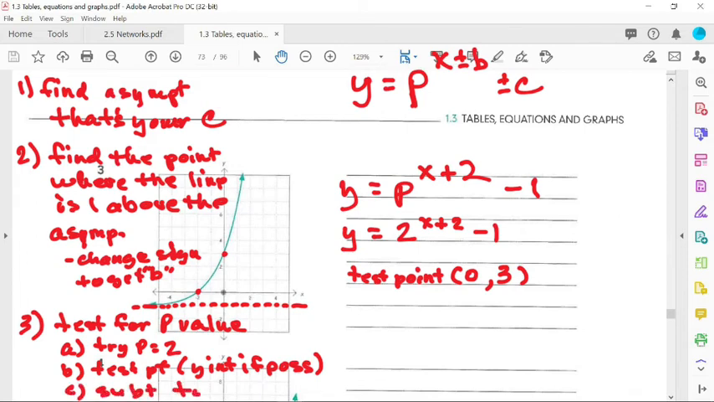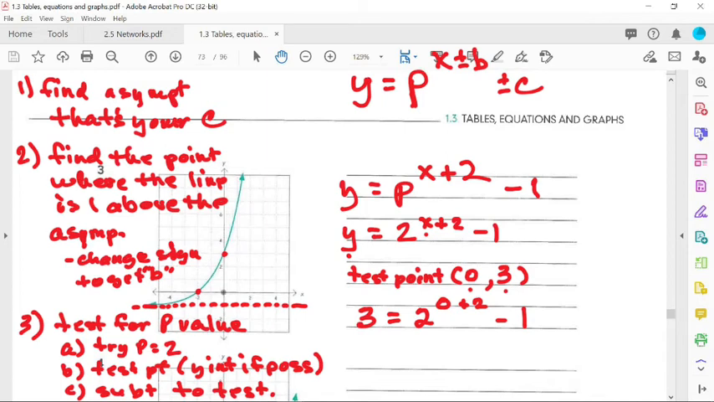C. Substitute to test. And remember, substitute just means plug in the x value and the y value, and then do the math. So, in place of y, I'm going to put what number? 3 from my point, right? Equals 2 to the x. I'm sorry, I've got an x value. What is my x value? 0 plus 2 minus 1. You see, all I did was take the x and the y from my point and plug them into the x and y in my equation, in my general form.